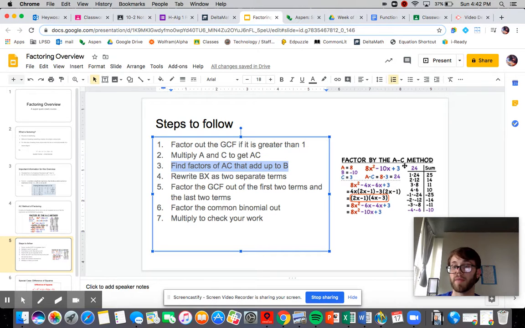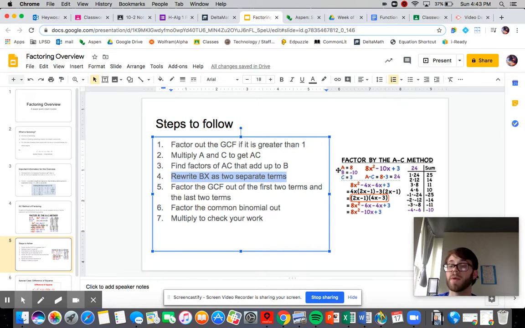However, because we have a positive here, we have positive 24, you can also get positive 24 by multiplying two negative numbers. So you can list the same things again, but just with them both being negative. And when you do that, you do find that negative 4 times negative 6 multiplies to be 24, and then it adds to negative 10. So we are then going to rewrite bx as two separate terms. So we're taking our bx, our negative 10x, and we're rewriting it using these two factors we just found. So we're breaking negative 10x into negative 4x minus 6x.